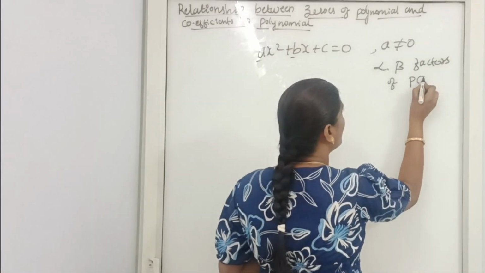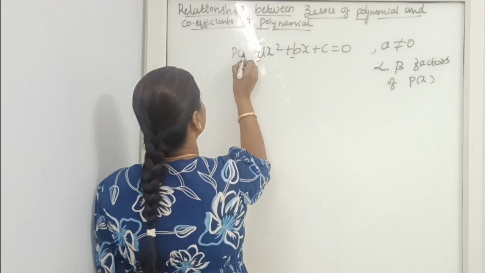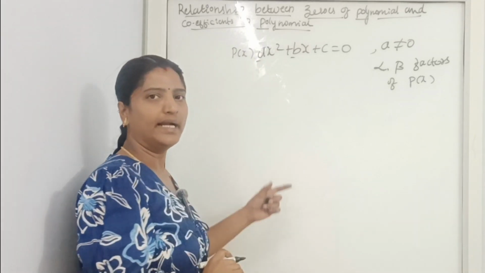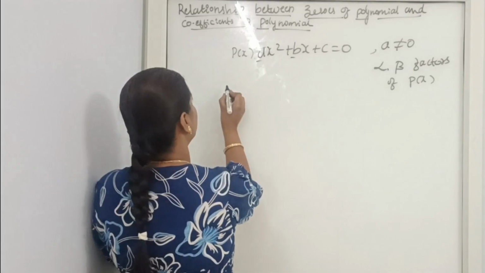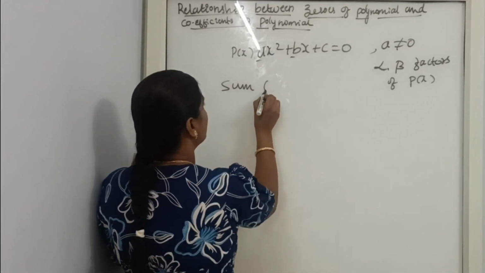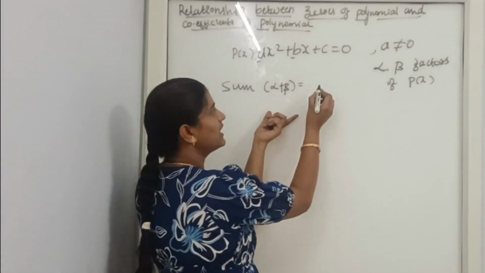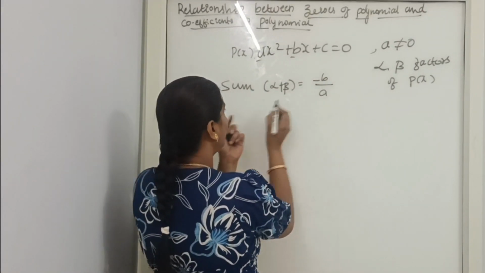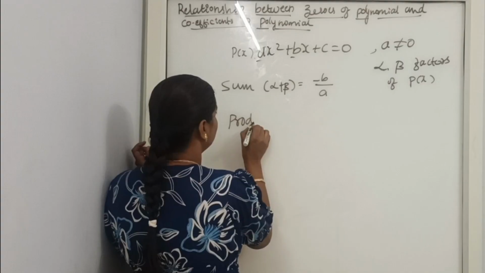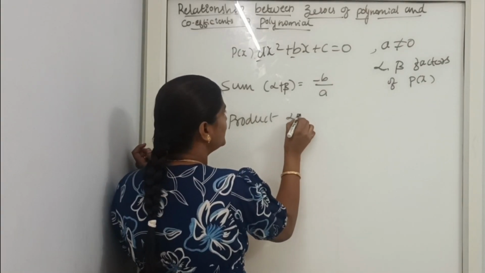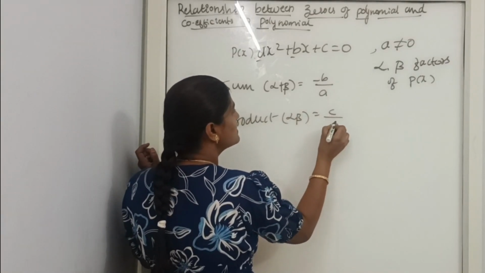Factors of the given polynomial p of x. Okay, and that addition and product we will find out. Sum is nothing but alpha plus beta, and the formula is minus b by a. Product, alpha into beta, is c by a.